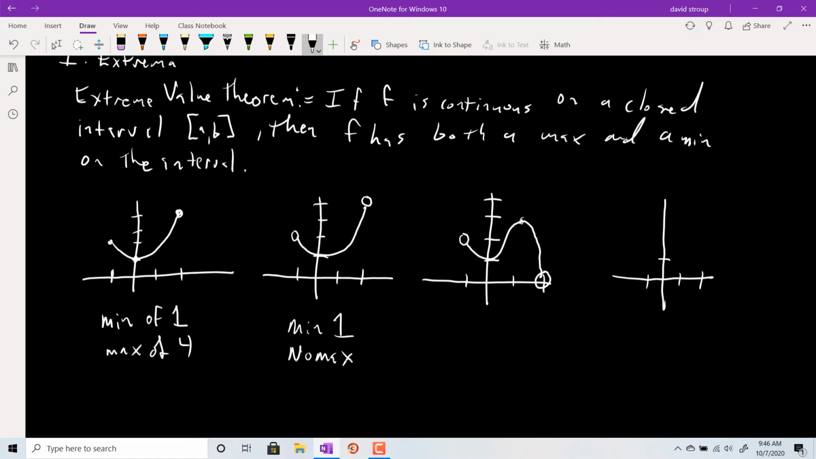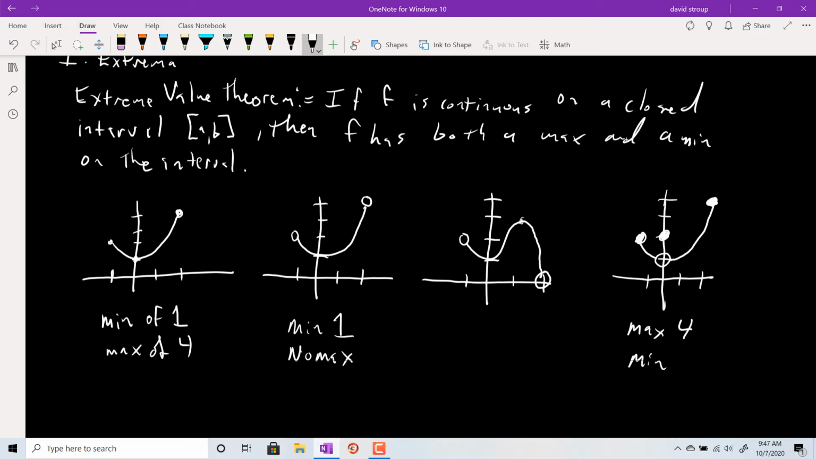Okay, so this one, let's say it is kind of continuous, but then it has maybe a hole right here, and then it's redefined up here. So it has a limit inside this interval. Everything has a limit. The problem with this one, it has a max, certainly, 4, which occurs at x equals 2. But it doesn't have a min.